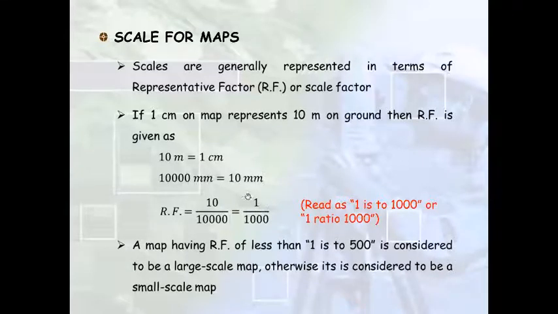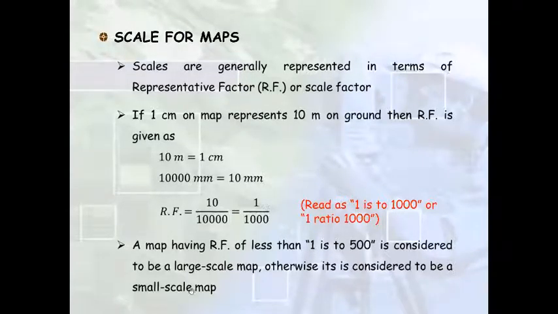From that you get the definition or the distinction of a map, if it is a large scale map or a small scale map. So if the RF is less than 1 is to 500, that means it's a large scale map.